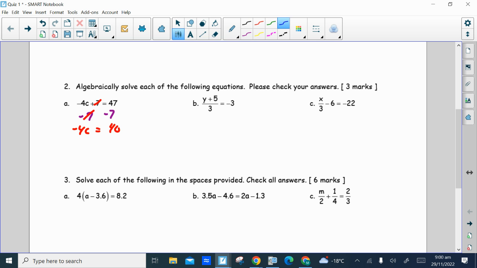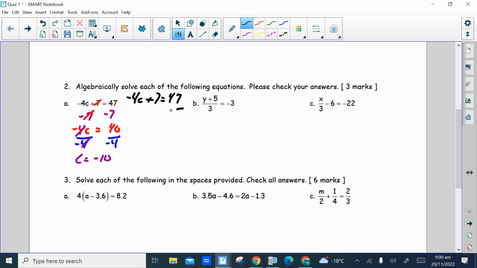But we still won't have c by itself, so now we would divide both sides by negative 4. This is an equation, so dividing by a negative doesn't change anything about the equal sign. It only happens when we have inequalities. So negative 4 divided by negative 4 cancel, and you'll have c by itself on the left. On the right, 40 divided by negative 4 is negative 10. So there's our answer, and this time I'll show the check.